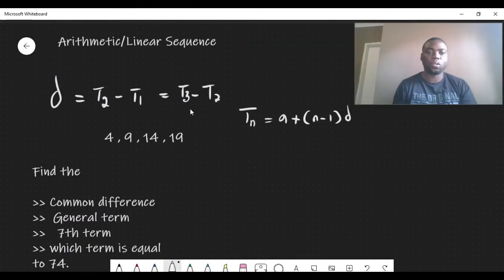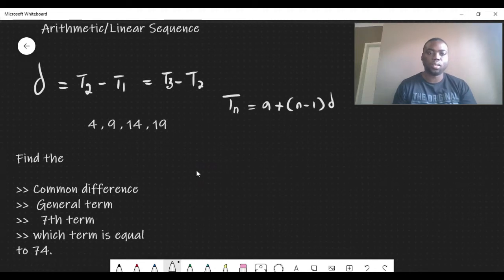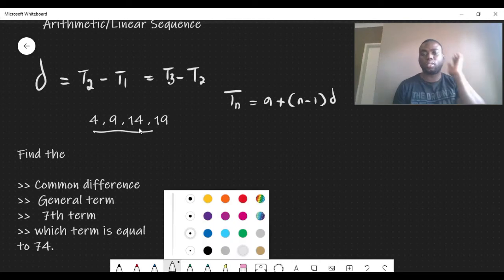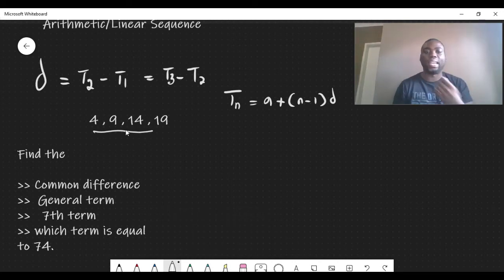So let's try out some exercises on arithmetic sequences. So this is the first example for arithmetic sequence. Let's try to see how we can answer this. So it says that you have a sequence. So basically this is the sequence we're working with, right? Which is 4, 9, 14, and 19. It asks you here to find the common difference, the general term, the 7th term, and which term is equal to 74. So first and foremost, let's start with the common difference.